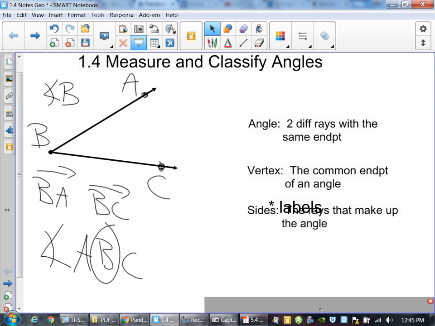Yes, ma'am? What's the definition for sides? Oh, sorry, I didn't mean to throw that label over there. The sides of an angle are just the rays that make it up. That's all. So the sides of this angle are ray BA and BC. It's not something you see very often, but I figured I'd just throw it in there for us.